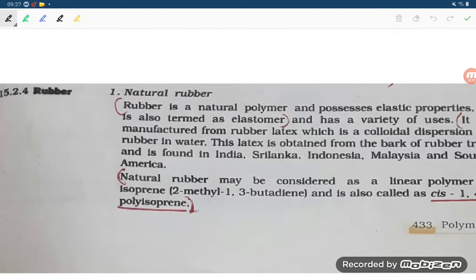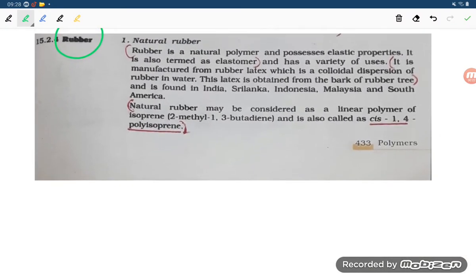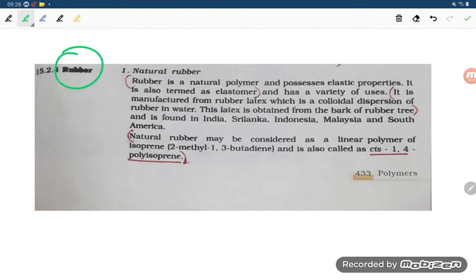Hello students, let us try to understand the rubber. We have already covered polymers, the classification of polymers, types of polymerizations, and examples of different types of polymers like addition polymers and condensation polymers. All of that we have discussed. Now the next topic is rubbers.